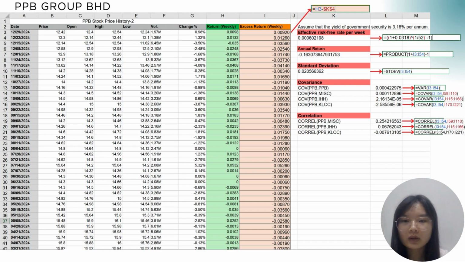Finally, we compute the correlation using the correlation function. For PPB and MISC, we use cells I3 to I54 and cells I59 to I110. The same PPB range is used when calculating correlation with IHH and KLCC, along with their corresponding excess return data.